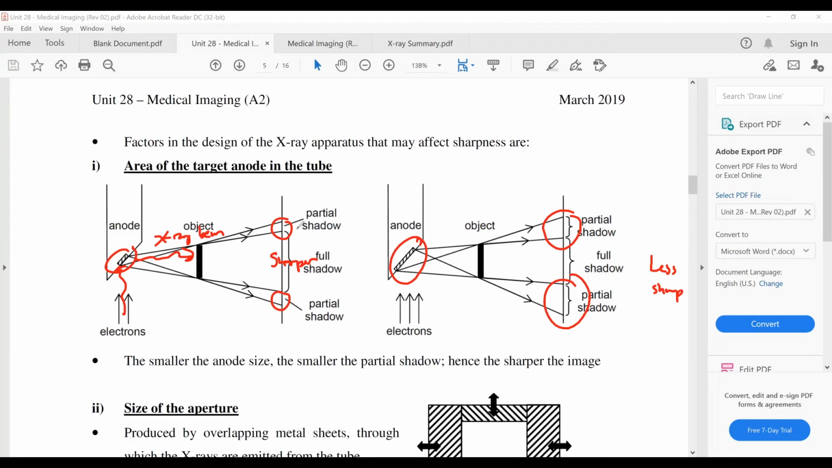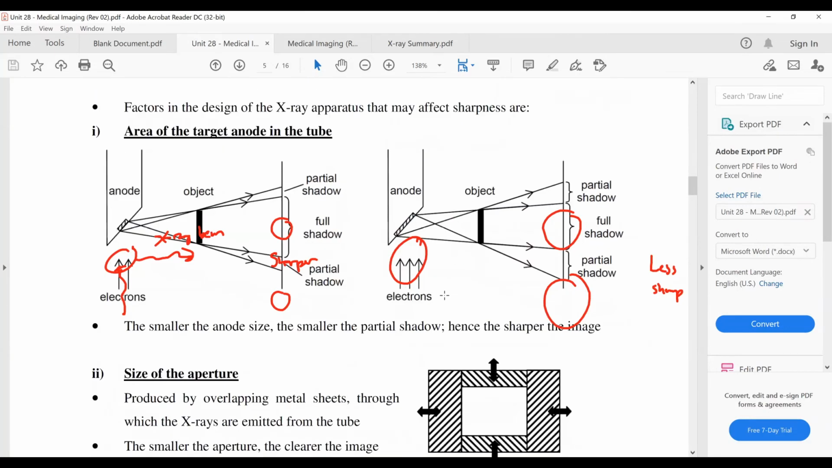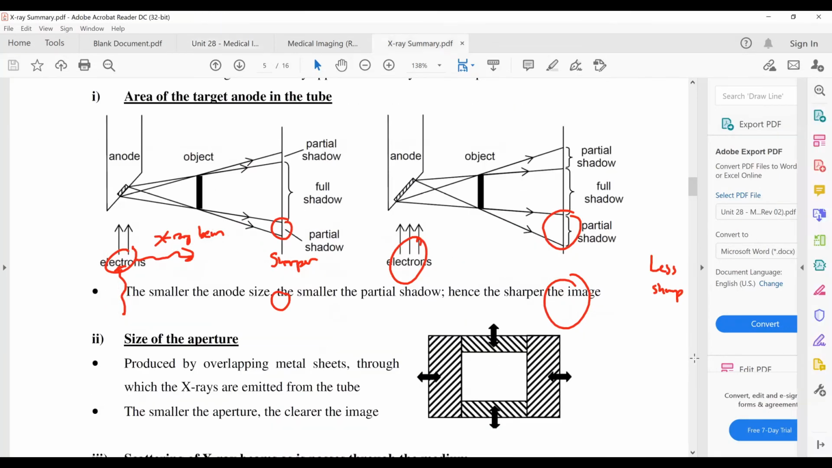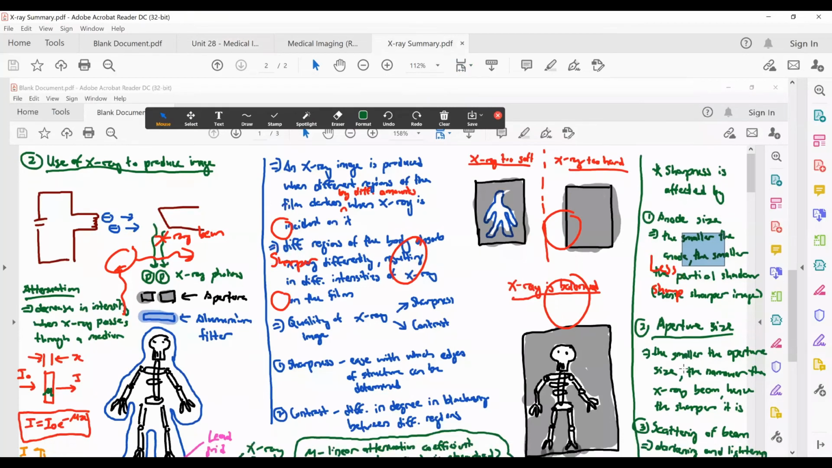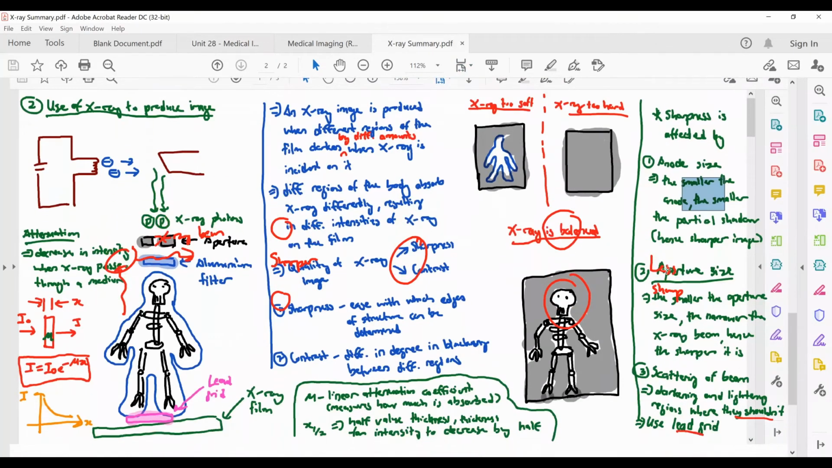If you can see a very large region of partial shadow around your main shadow, like this one here, this is not considered to be a sharp image. But if you see no partial shadow or very little partial shadow around your main shadow, that one is considered to be a sharp image because you can clearly see the outline of your object. So here, smaller anode size, smaller partial shadow, hence sharper image. And then the other one here is aperture size. We will tell you that the smaller your aperture size, the narrower your X-ray beam, hence the sharper it is.